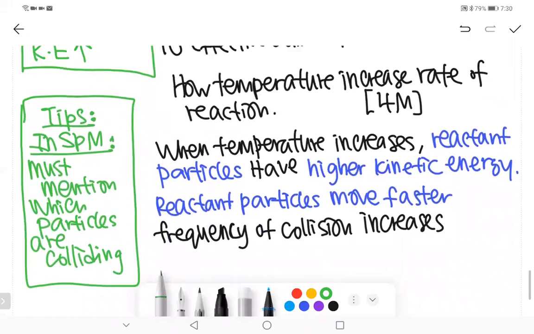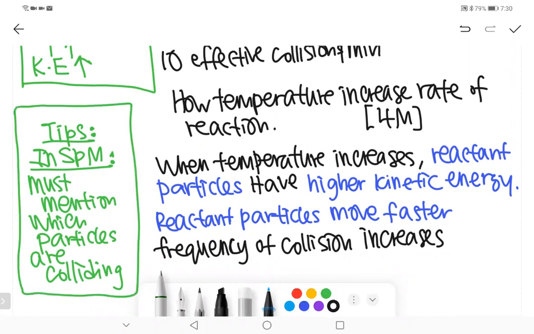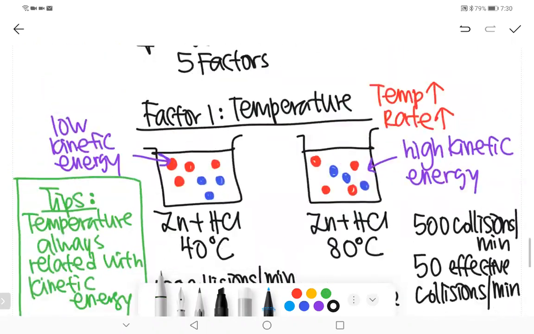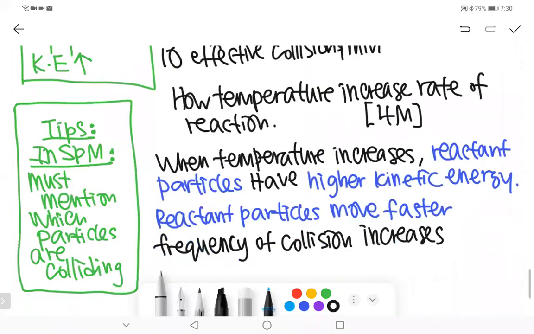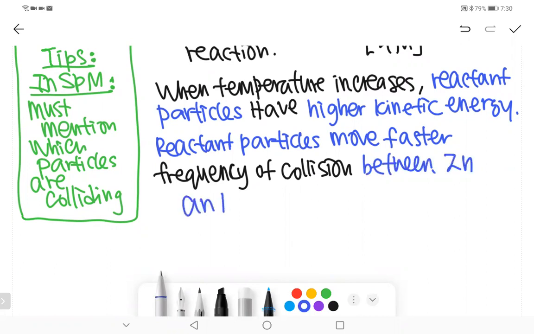So how do we know who is colliding? Now this is very technical, I need you to pay attention. Look back to your reaction. We have zinc and hydrochloric acid. You cannot write frequency of collision between zinc and hydrochloric acid.